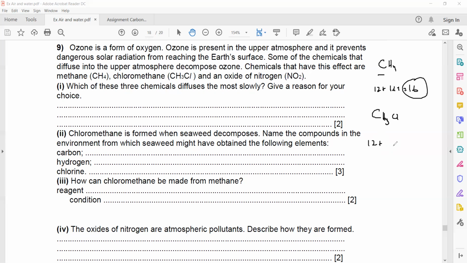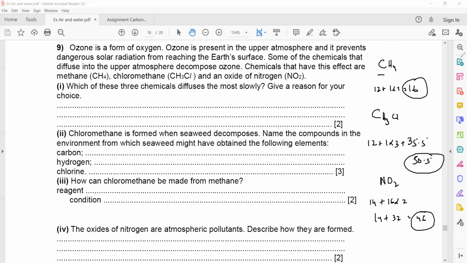What about chloromethane, CH3Cl? Carbon is 12, plus hydrogen is 1 multiplied by 3, and chlorine is 35.5. So when you add, this will be 15 plus 35.5, so this will be 50.5. And what about oxides of nitrogen, NO2? Nitrogen is 14 plus oxygen is 16 multiplied by 2, that's equal to 32. So 14 plus 32 equals 46.